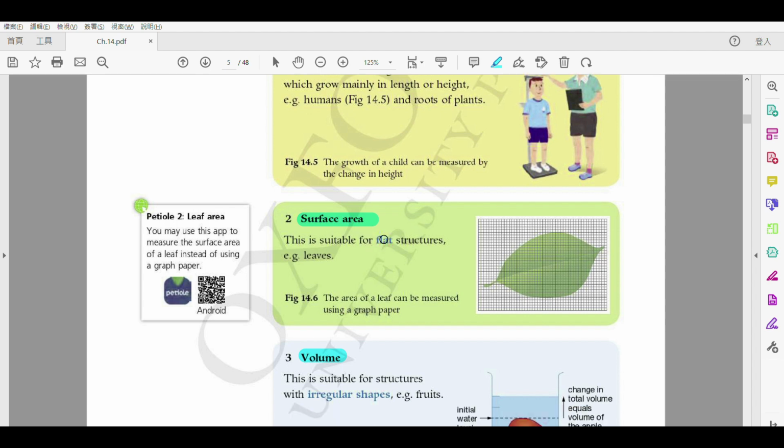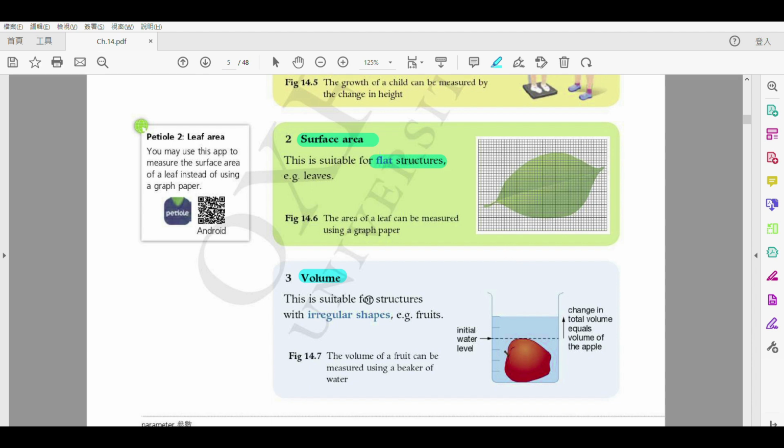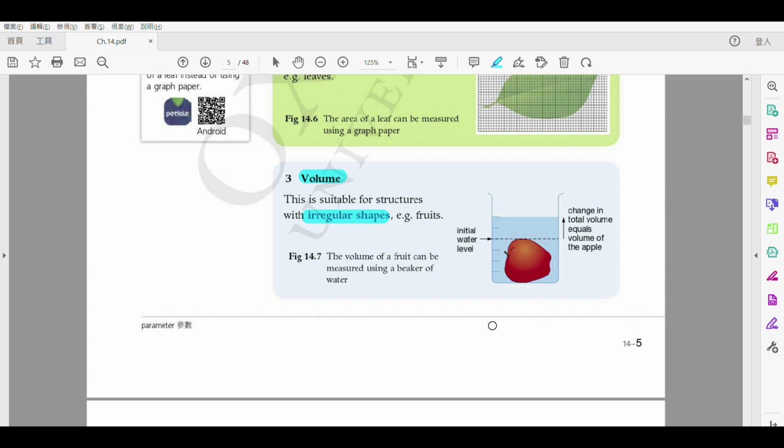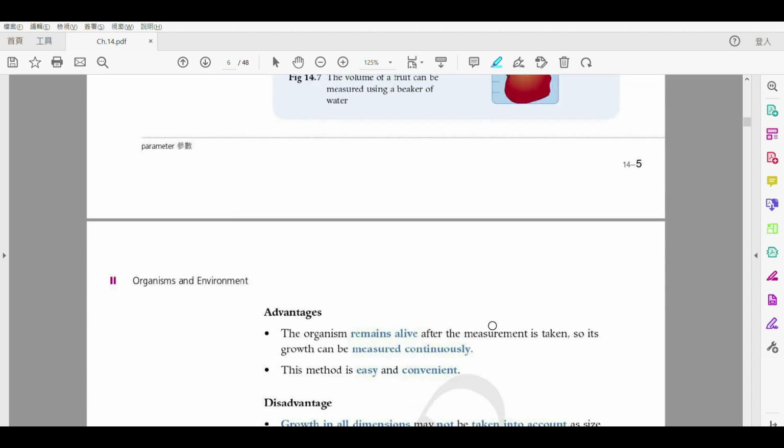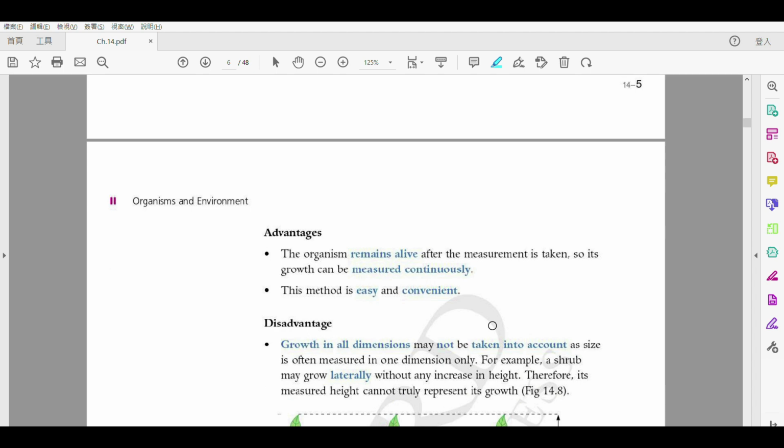So usually we measure flat structures, like the leaf. For volume, this time we can measure the volume of a human, and usually because we have irregular shapes. So that's all for size. But since size is a very common thing we use, there will be its advantages and disadvantages.